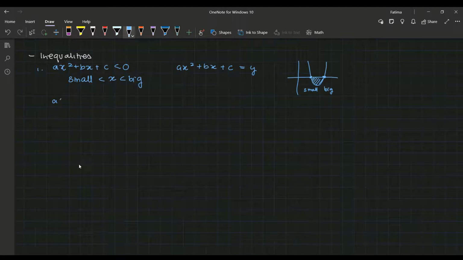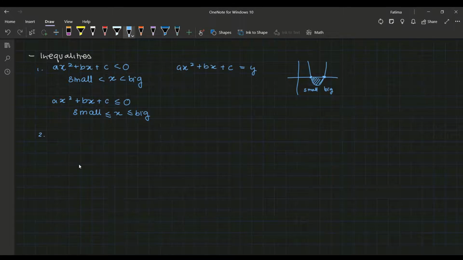Similarly, if instead of just less than 0, it was less than or equal to 0, our inequality or range of x will be inclusive of the points that will give us a y value of 0. Therefore, I'm doing less than or equal to, because it's also the small value and the big value that will give me a corresponding y value of 0. Therefore, the range or my answer will be written in this form.